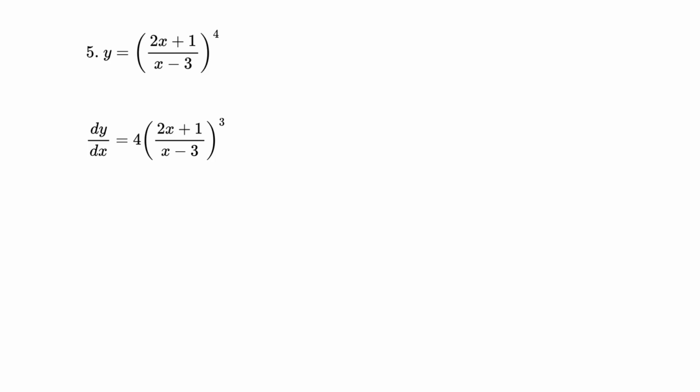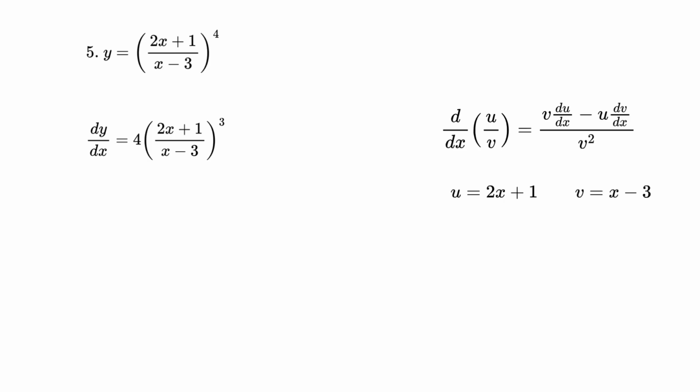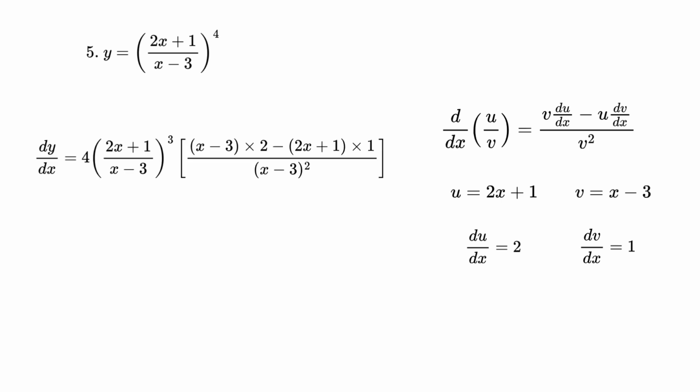According to the quotient rule, d/dx of u/v equals (v du/dx − u dv/dx)/v². Here, u = 2x + 1, v = x − 3, du/dx = 2, dv/dx = 1. So, dy/dx becomes 4 ((2x + 1)/(x − 3))³ × ((x − 3) × 2 − (2x + 1) × 1)/(x − 3)².